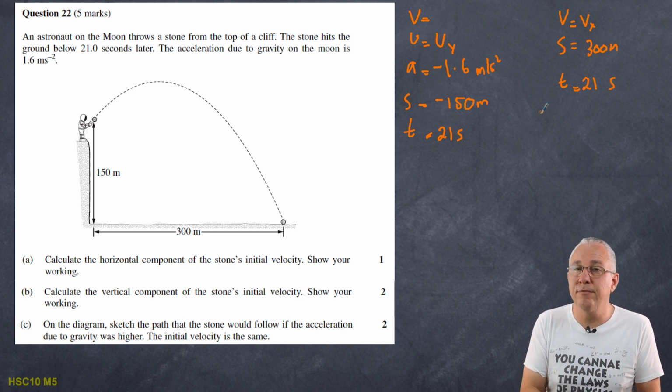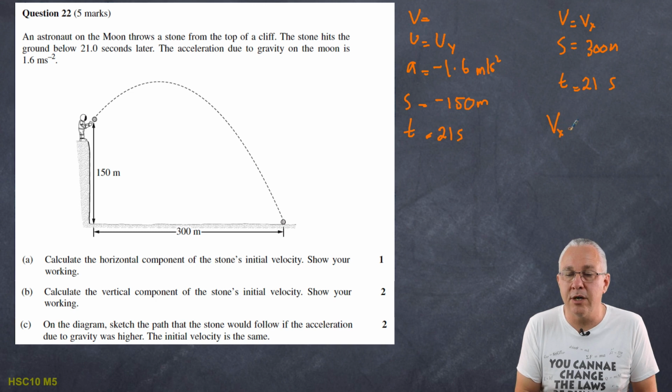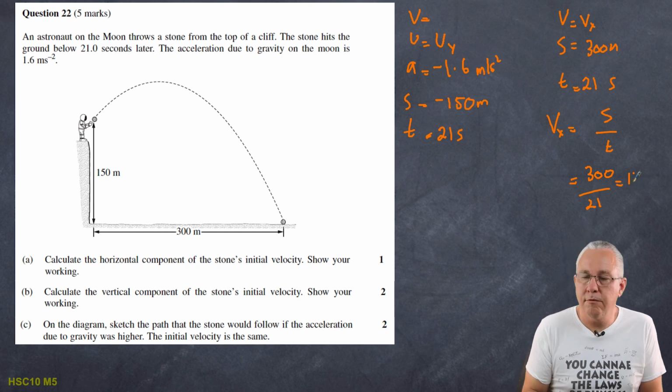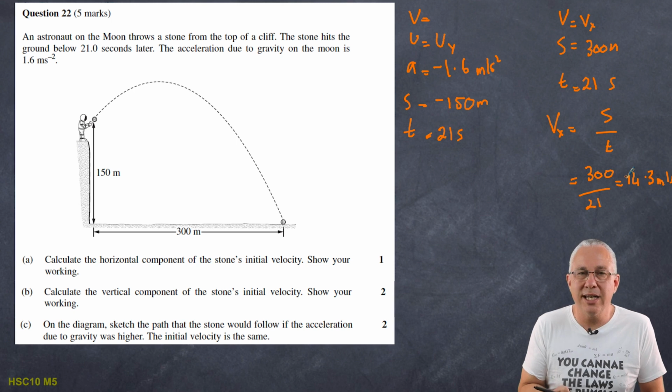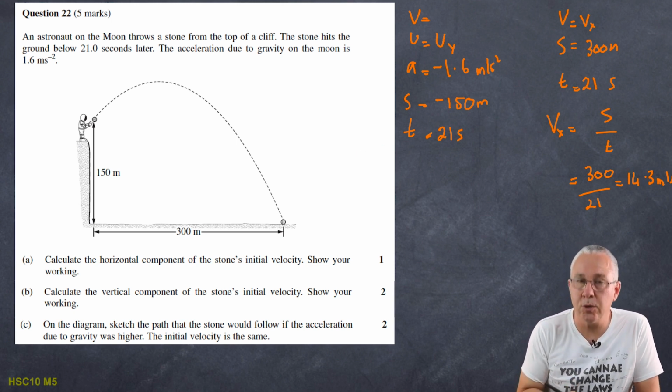To work out the horizontal component of the velocity, well, we know that the velocity in the horizontal is simply displacement over time. So we have s over t, and therefore you get 300 over 21, and you get 14.3 meters per second. So we've just calculated the horizontal component. So now let's have a look at the vertical component.